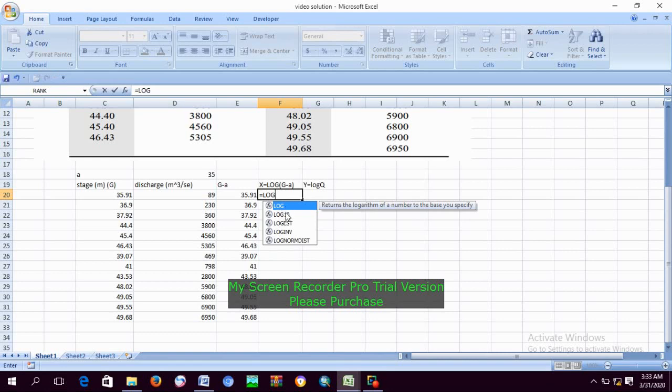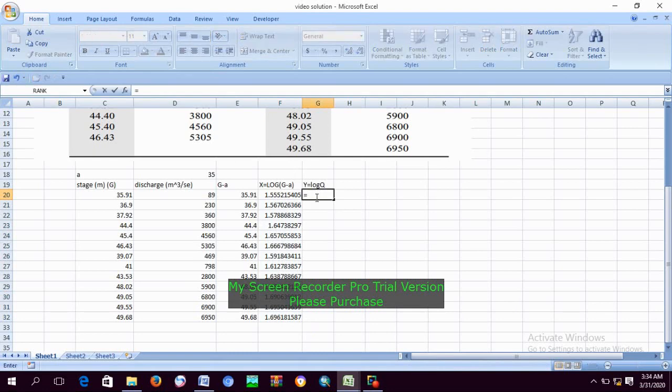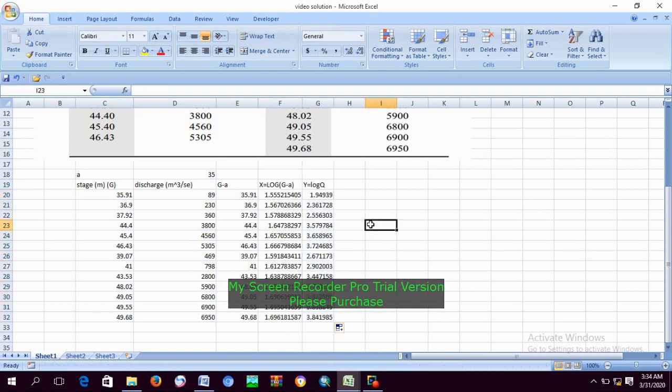We can use this value, double click and enter it, and also drag this value to get this column using the common logarithm. Also calculate the value of y by using log of this value, and we can get the y value. After calculating these values, we can determine the rating curve constants.